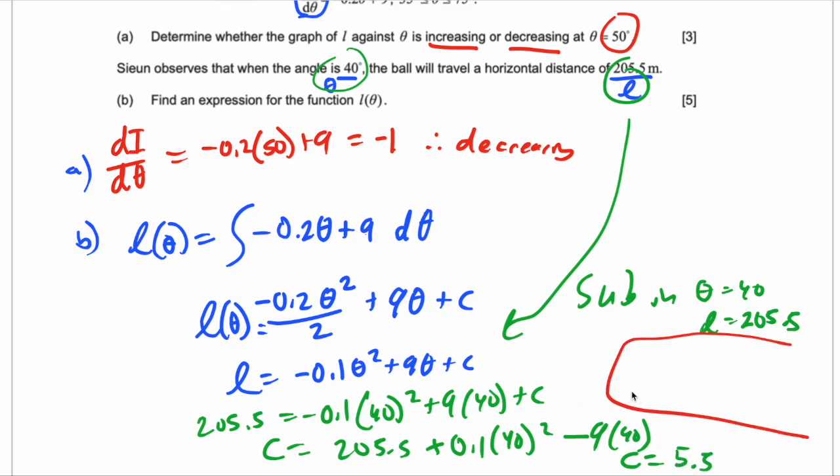Okay. So the function, I guess, let's squeeze in here. The answer basically is L of theta equals negative 0.1 theta squared plus 9 theta plus 5.5.